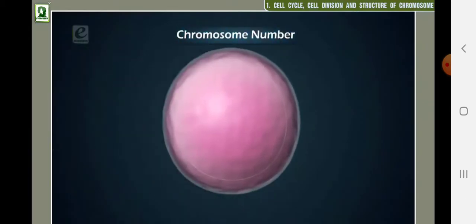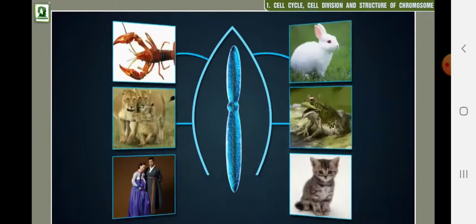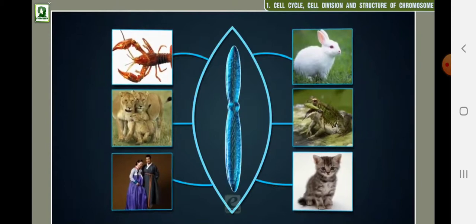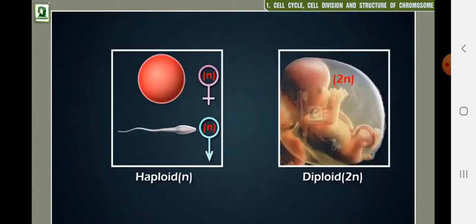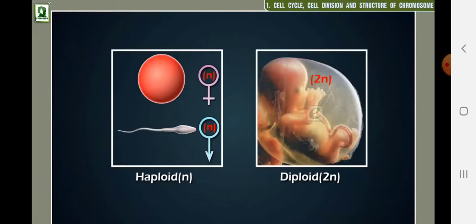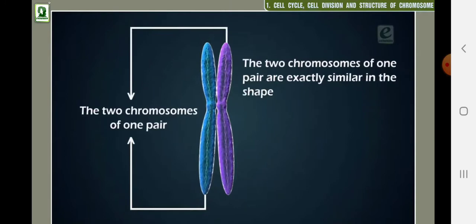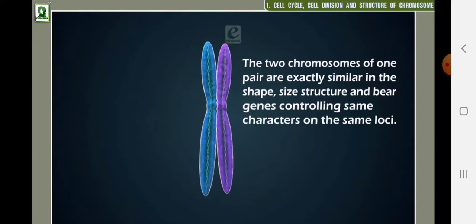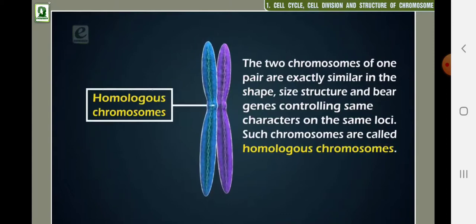Chromosome number. The number of chromosomes always remains constant in the cells of each species. Depending upon the number of chromosomes, the cells are said to be haploid, N, or diploid, that is 2N. The 2 chromosomes of one pair are exactly similar in shape, size, and structure, and bear genes controlling the same characters on the same loci. Such chromosomes are called homologous chromosomes.